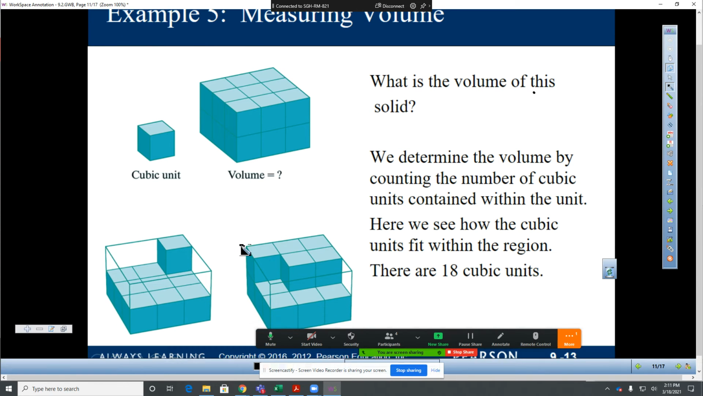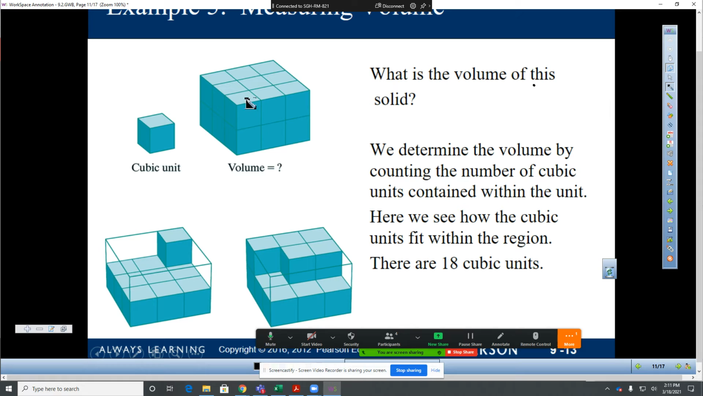All right. If they ask you for volume of one of these pictures, basically you count how many cubes are in the picture. Now, some of them you can't see, but you can see there's 9 on top. That means there's 9 more on bottom. So the volume of this one would be 18 units cubed. Volume is always cubed. Area is always squared. Volume is always cubed.